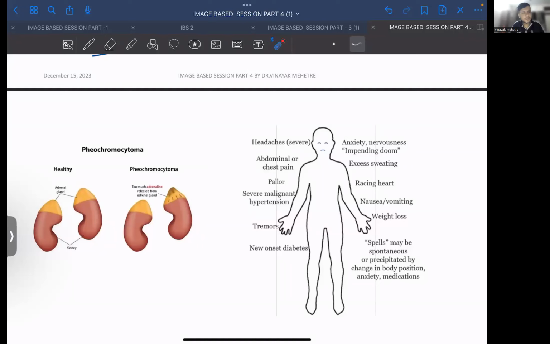Okay, हाथ कैसे रखना है, adrenaline is increasing in your body, so everything will increase. That is the clinical feature of pheochromocytoma.